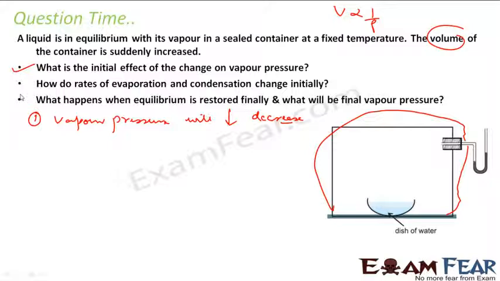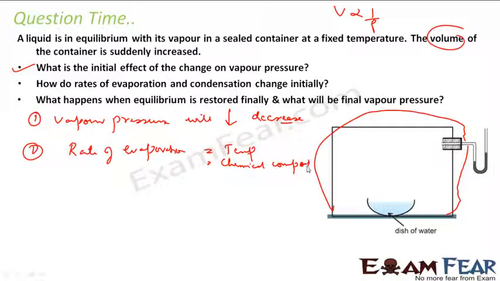How does the rate of evaporation and condensation change initially? See, the rate of evaporation is dependent on what? The rate of evaporation is dependent on temperature and the chemical compound. So if my temperature is not changed and the chemical compound is not changed, the rate of evaporation will not change.